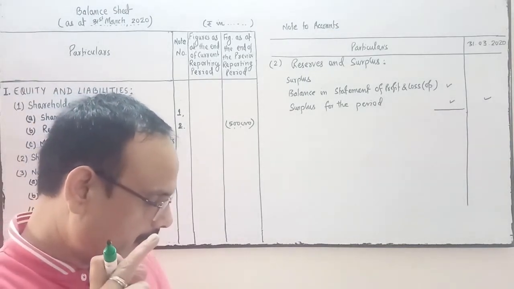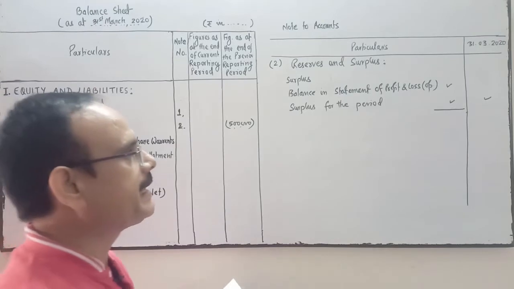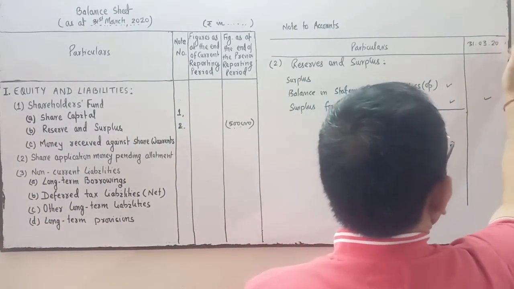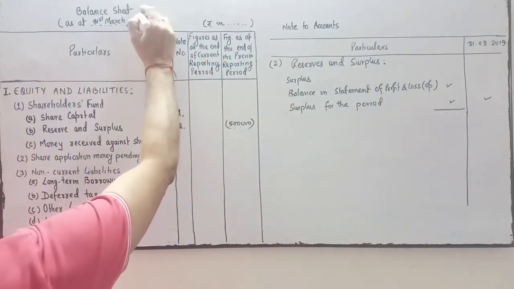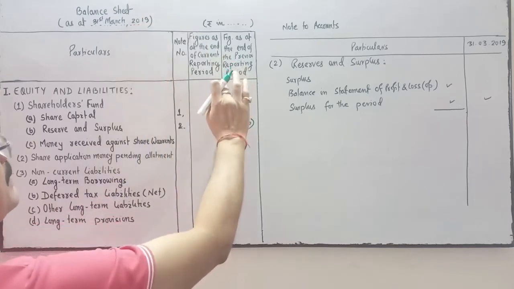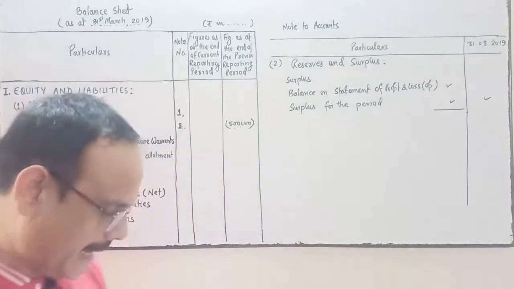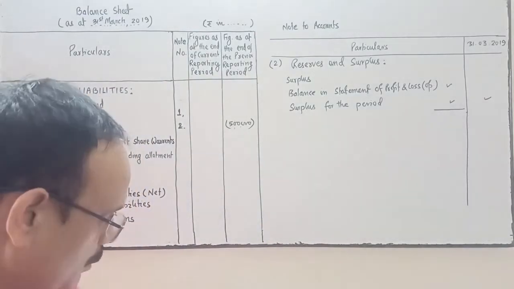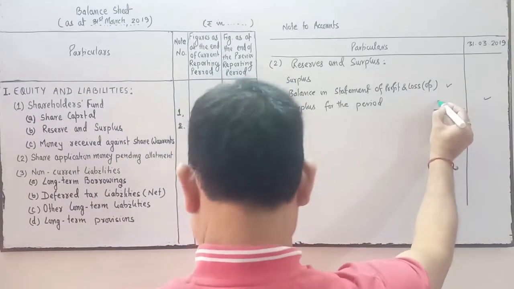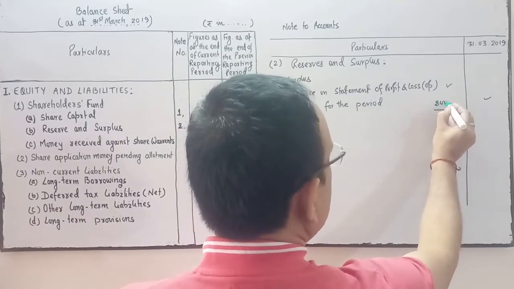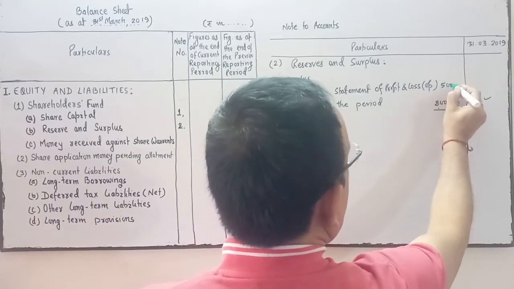If it earned a profit of rupees 8 lakhs for the year ended 31st March 2019. The financial year 2019 is the financial year closed on 31st March 2019, which means the previous year is 2017-18 and the current year is 2018-19. So it earned a profit of rupees 8 lakhs. The profit earned during the period is 8 lakhs. Last year it is 5 lakhs negative.